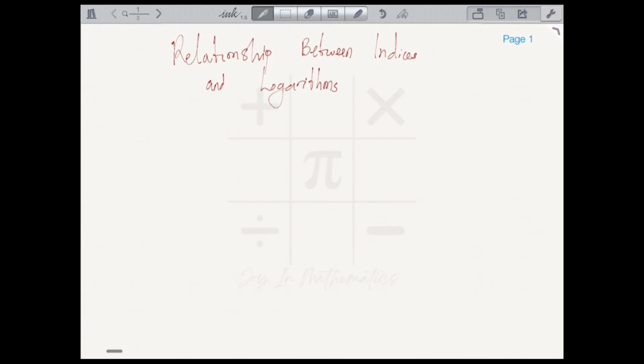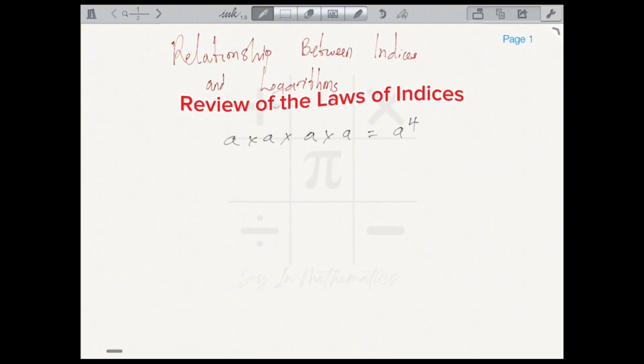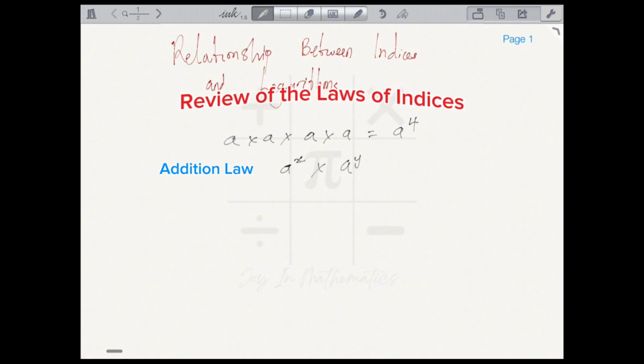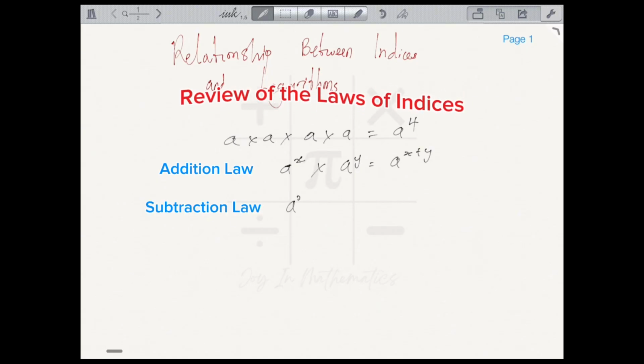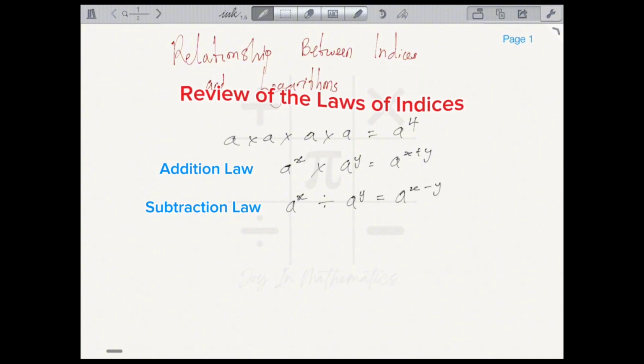If we go through our series of videos on indices, we'll find out that there are many laws of indices, and most importantly, we can say that a multiplied by a multiplied by a multiplied by a is equal to a raised to the power of 4. And we understand that we have various laws of indices. That means we have the addition law that says a raised to the power of x multiplied by a raised to the power of y is equal to a raised to the power of x plus y, and the subtraction law, as a raised to the power of x divided by a raised to the power of y is equal to a raised to the power of x minus y.